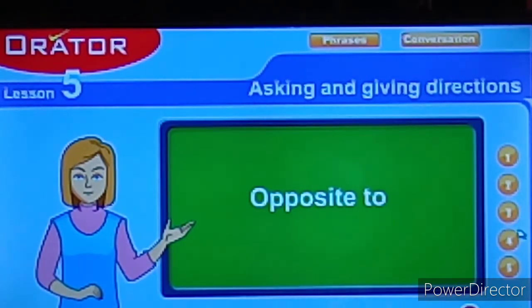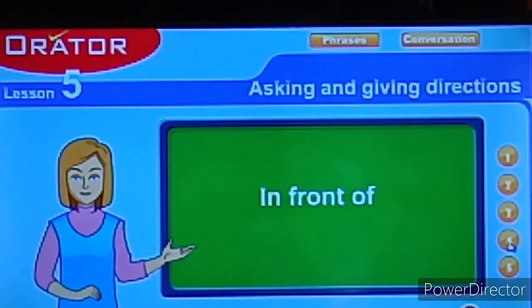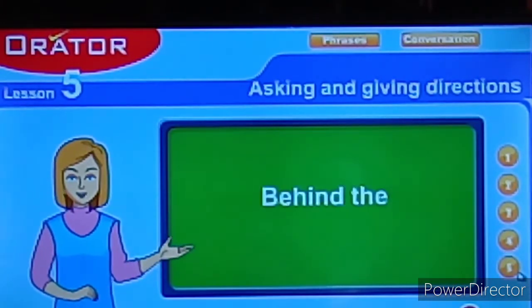So, moving on to the 4th one, in front of. If someone is standing in front of you, you must say, he is standing in front of me. Next, the 5th one, behind the. Behind means back. So, 5 phrases are there.